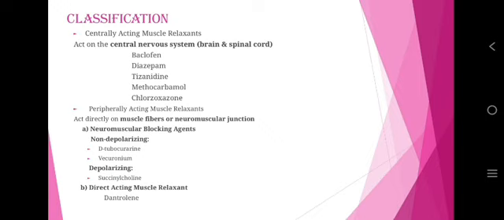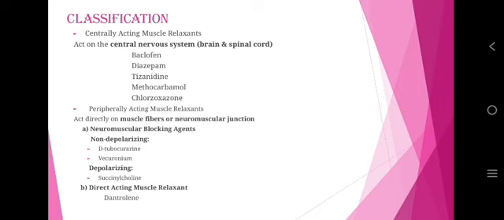Then we move on to the classification part. We should know about the classifications before we learn about the mechanism of action, because the mechanism of action is based upon the classification of these muscle relaxants. Skeletal muscle relaxants are classified into two main classes: centrally acting skeletal muscle relaxants and peripherally acting skeletal muscle relaxants. The centrally acting skeletal muscle relaxants act on the central nervous system, such as the brain and spinal cord.